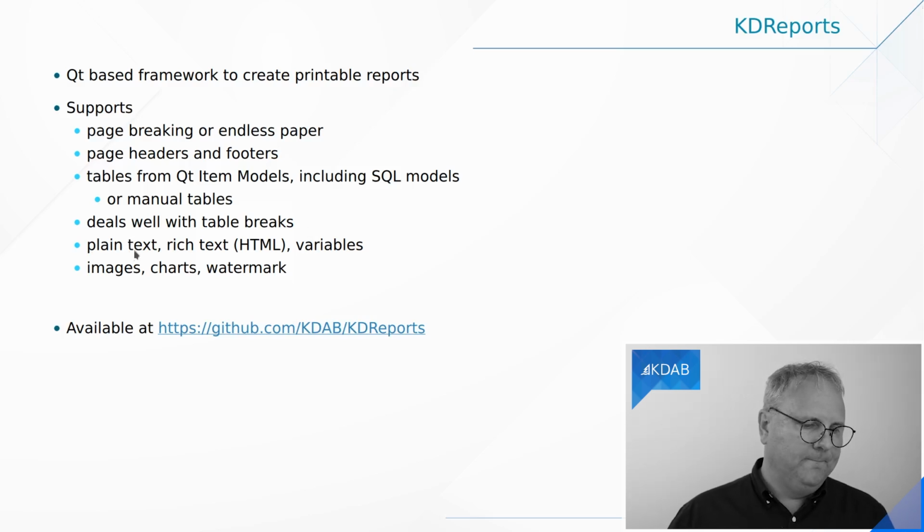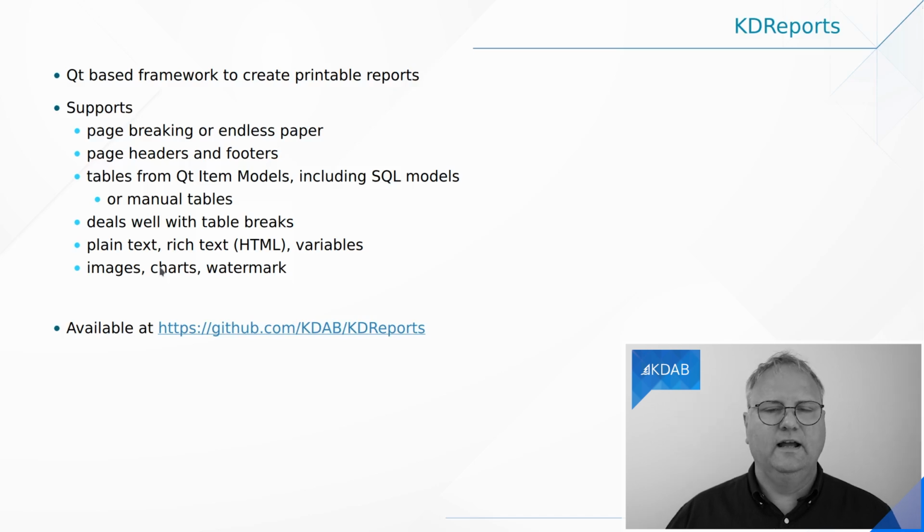It supports plain text, rich text, that's what the rest of us think of as HTML, and variables like page number and current date and whatnot. You can print images with it. You can print charts from KD Chart, another library from KDAB, which is an optional dependency. So if you do not want KD Chart in there, you do not need to worry about that. And all in all, get it from GitHub at this URL.